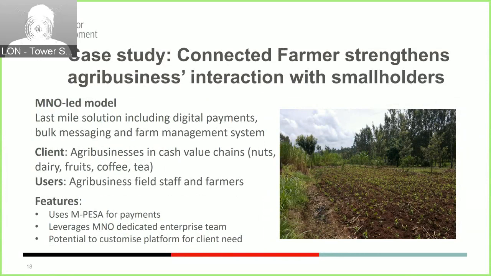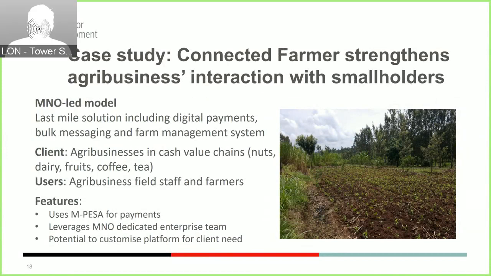So it's an MNO-led solution developed by Vodafone-owned company Mezzanine, which is a tech provider specialized in mobile-enabled products in Africa. This solution is commercialized by Vodafone's enterprise team, which is actually a very important point that we'd like to make as well, is that Vodafone itself in-house has developed an enterprise team that is pushing this platform to its different clients in the agricultural sector.